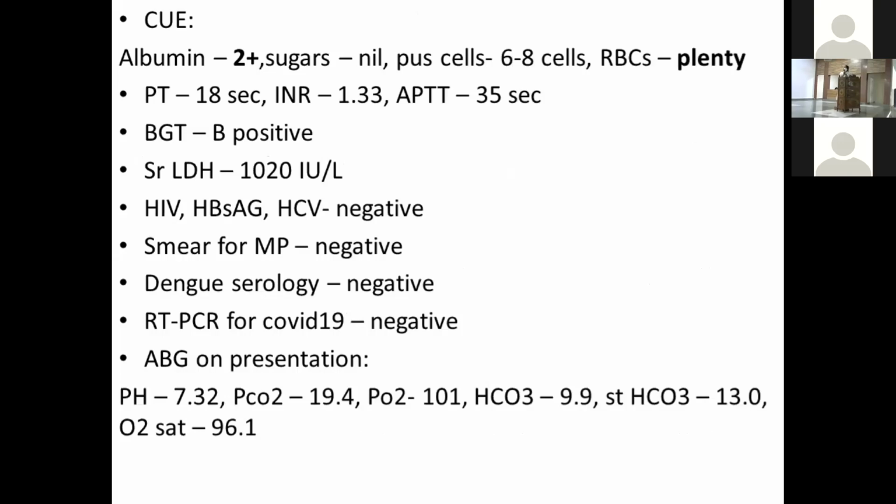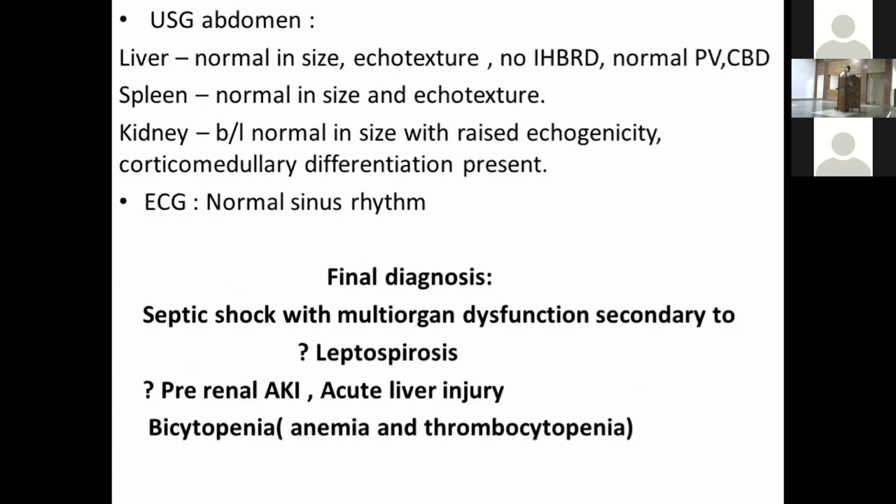And as a routine part, we screened the fever profile. We sent the smear for MP, dengue serology, and RT-PCR for COVID-19, which turned out to be negative, and his serology was also negative. On presentation, ABG was showing severe metabolic acidosis. In the ultrasound findings, the liver and spleen were normal in size, and ECG was normal.